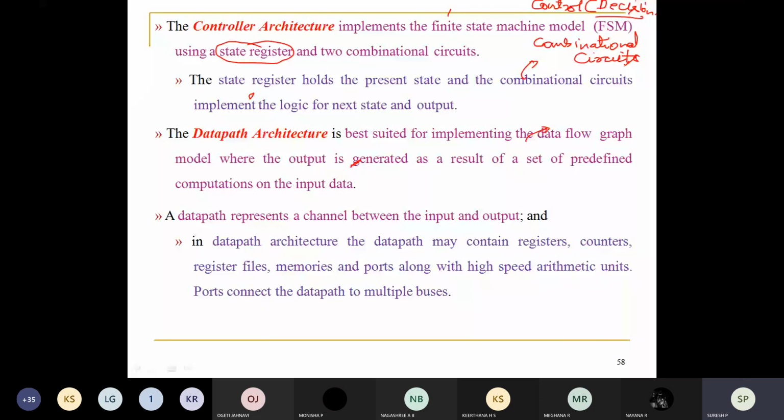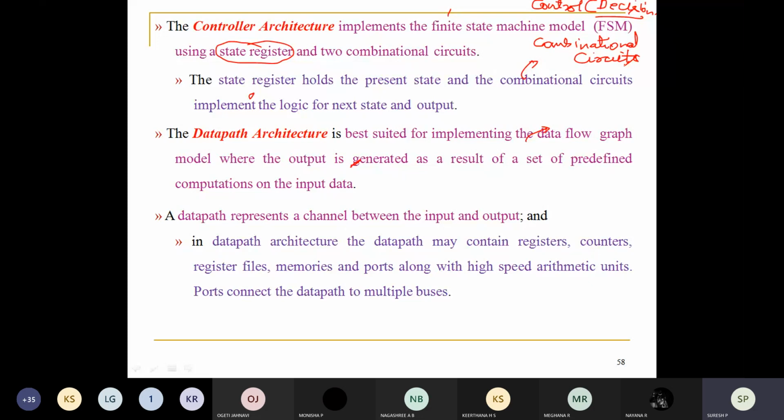So basically, how does the combinational circuit work? One of the previous outputs will be fed as an input. Depending upon the previous output, the next output that has to be generated will be calculated. So that is on the basis of the combination. Combinational, or control, or decision.